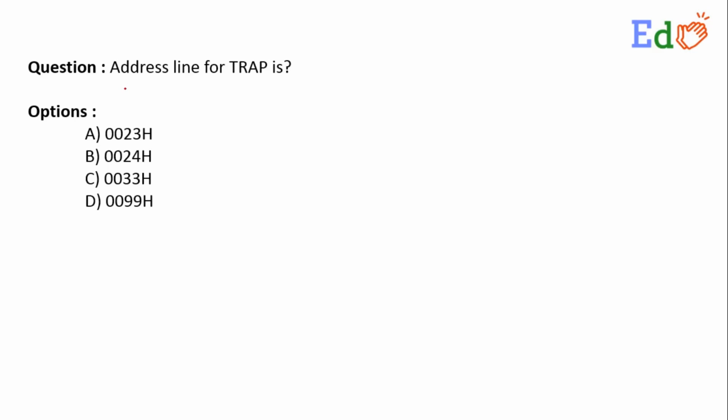We got a question. Address line for trap is option A 23 hex, option B 24 hex, option C 33 hex, and option D 99 hex. So here trap is an interrupt, and trap is actually RST 4.5, and it's a hardware interrupt.